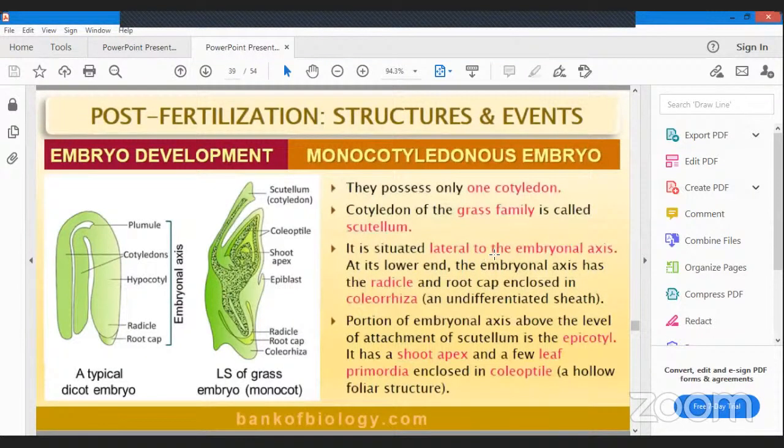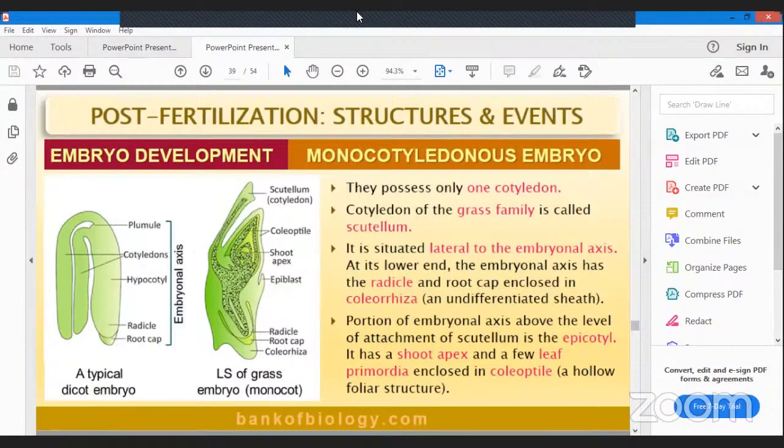Whereas in the monocot embryo, it will have only one cotyledon. The cotyledon of the grass family is called the scutellum. It is situated on the lateral side of the embryonal axis, and below it is the radicle, and above it is the plumule. The plumule part or the epicotyl part is covered by the shoot apex and a few leaf primordia, which are enclosed in a structure called the coleoptile, a hollow foliar structure, whereas the radicle is covered by the coleorhiza, which is an undifferentiated sheath.